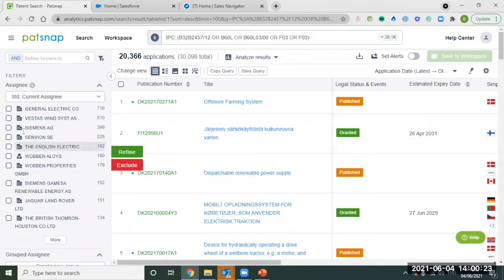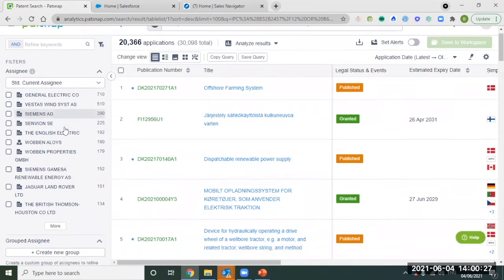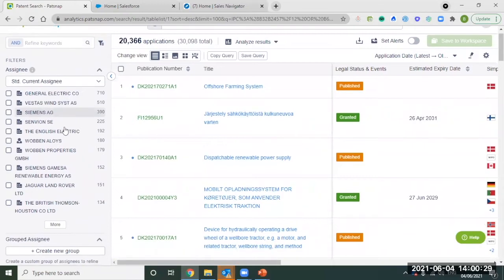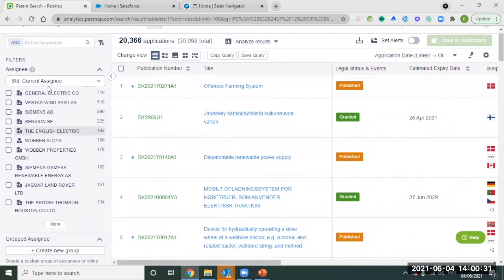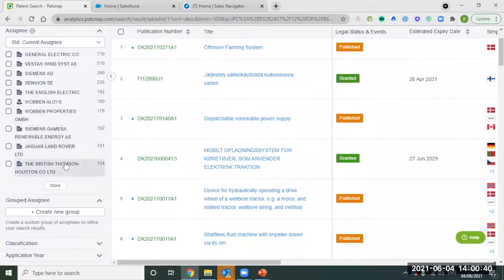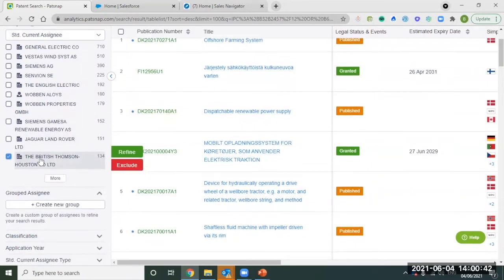So on the left-hand side here, we can see the top assignees in these technology areas based within these patent jurisdictions. So it's no surprise to see the likes of General Electric, Vestas Wind Systems, Siemens, Siemens Gamesa, Jaguar Land Rover, big companies, highly innovative companies that work in these kinds of technology spaces. So this is not surprising at all.